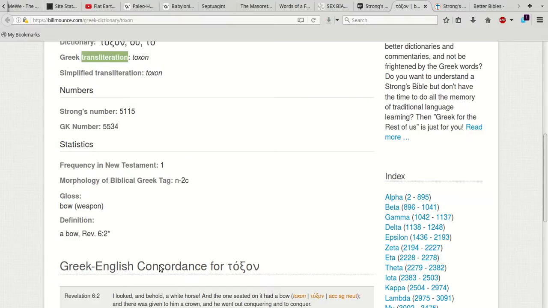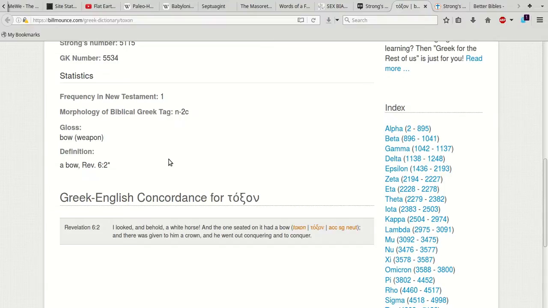Here's the single occurrence, Revelation 6:2. The rider on the white horse, the 4 horsemen of the apocalypse, the rider has a bow. Okay? What is the bow? Well, many believe that it means like an aura or a rainbow or a fake rainbow, because this is depicting the Antichrist at that point. Here's the verse. I looked, and behold, a white horse, and the one seated on it had a bow, toxon. Accusative singular neuter is the parsing I talked about. It just means where it is in the sentence, how many things, and the grammatical gender, which has nothing to do with biological gender, which is a whole different issue.